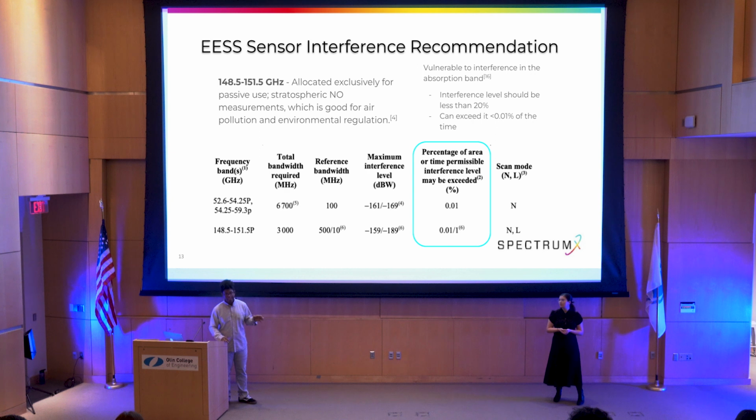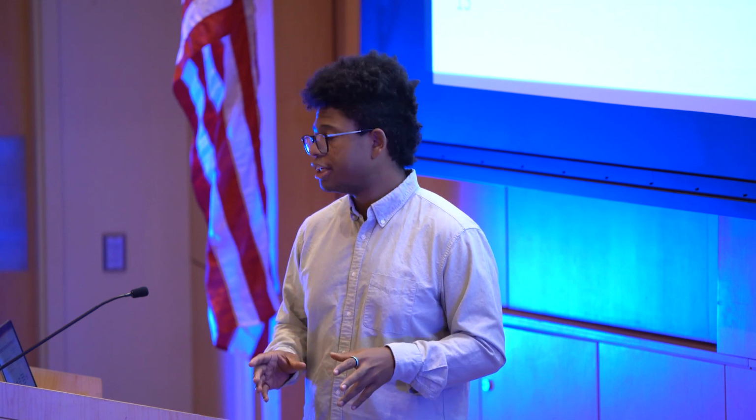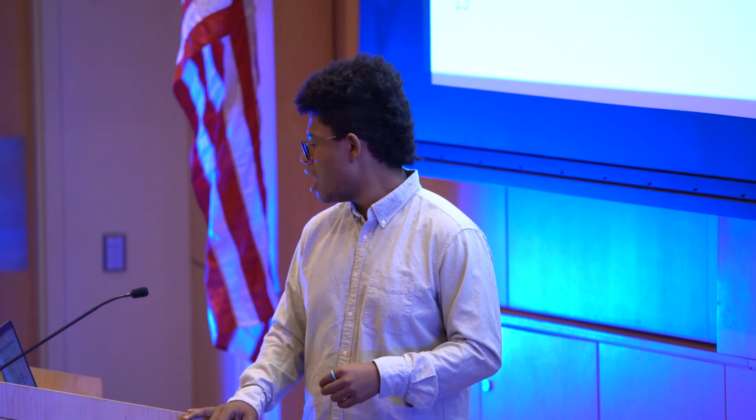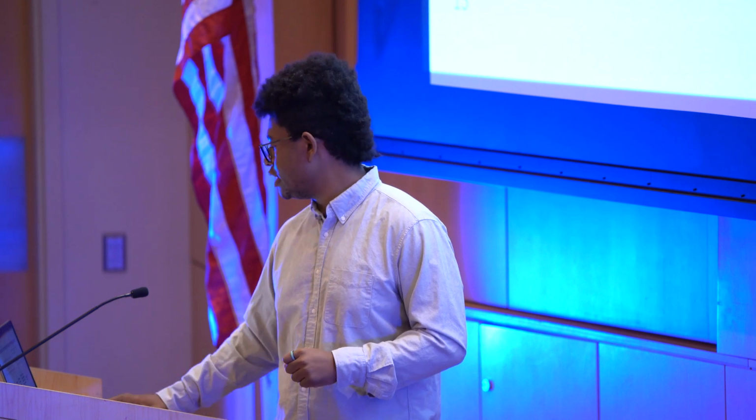And in the ITU, they have some recommendations for allowing this operation to continue as it currently does. And they have a percentage of area or time of permissible interference that may be exceeded, which is possible by 6G and other entrants adjacent to this band, but they want it to stay below 0.01% of that. So there are recommendations in the ITU to protect environmental sensor monitoring, and this is something that should be followed by other players who come into adjacent bands.